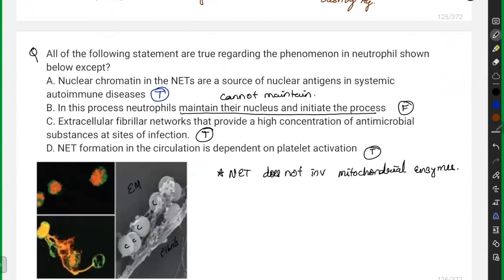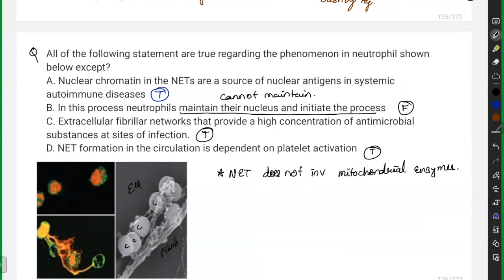Can you see here, they are going to get entrapped. This is called as NET. So, NET does not involve mitochondrial enzymes. Okay, NET is not going to involve any mitochondrial enzyme. Nuclear chromatin in the NET are the source of nuclear antigen in systemic autoimmune disease. Correct? In the process, neutrophils maintain their nucleus and initiate the process? No, they cannot maintain their nucleus.